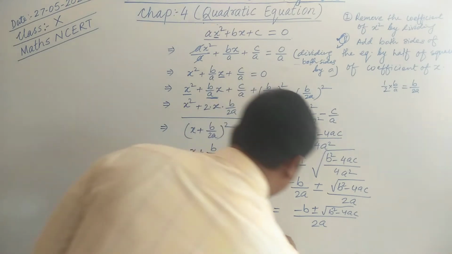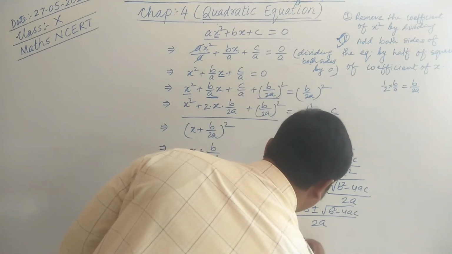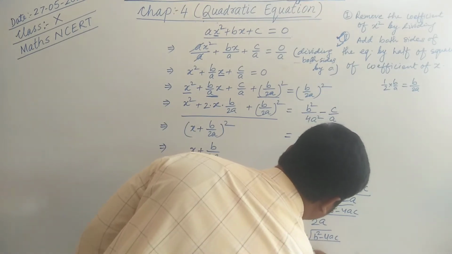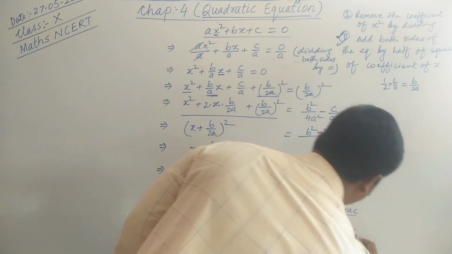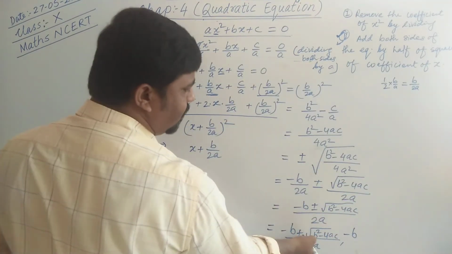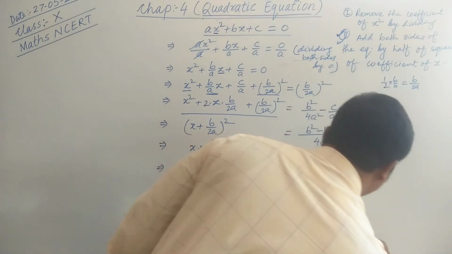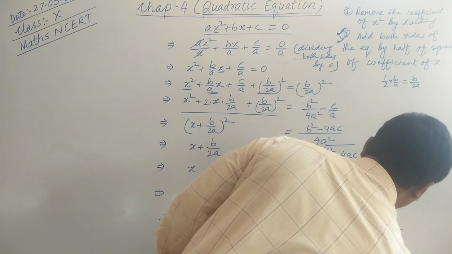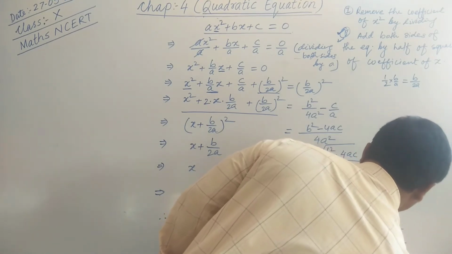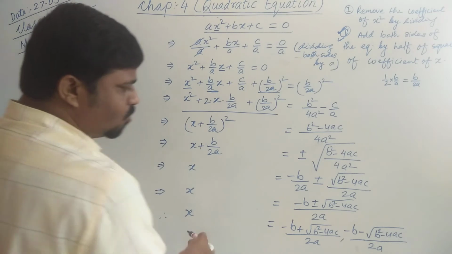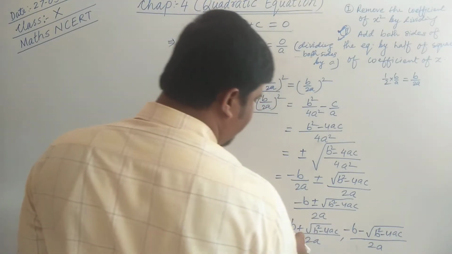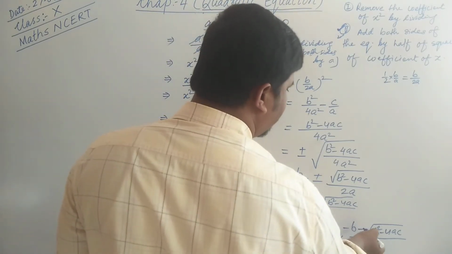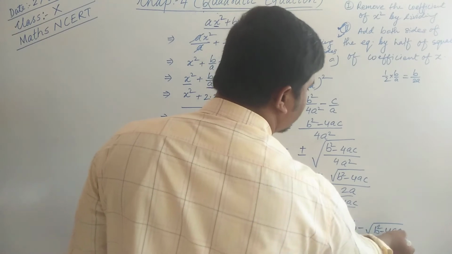Therefore, x equals minus b plus under root b square minus 4ac upon 2a. Another is minus b, because plus minus is there, so once you will write in positive, another will be negative. So minus b minus under root b square minus 4ac by 2a. So the value of x you are getting is minus b plus under root b square minus 4ac by 2a, and minus b minus under root b square minus 4ac by 2a.